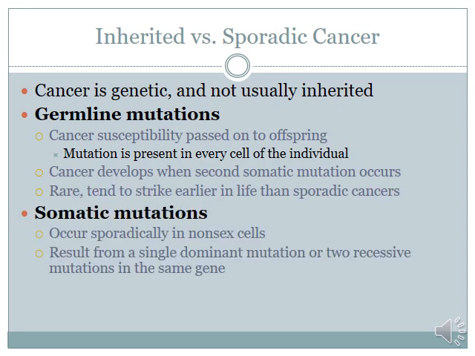If we look at inherited versus sporadic cancer, we know that cancer is genetic because it is caused by changes in DNA, but it's not usually inherited. Only up to about 10% of cases result from inheriting a cancer susceptibility allele from a parent. The inherited allele is a germline mutation, meaning that it is present in every cell of the individual, including the gametes. Cancer develops when a second mutation occurs in the other allele in a somatic cell in the affected body part.